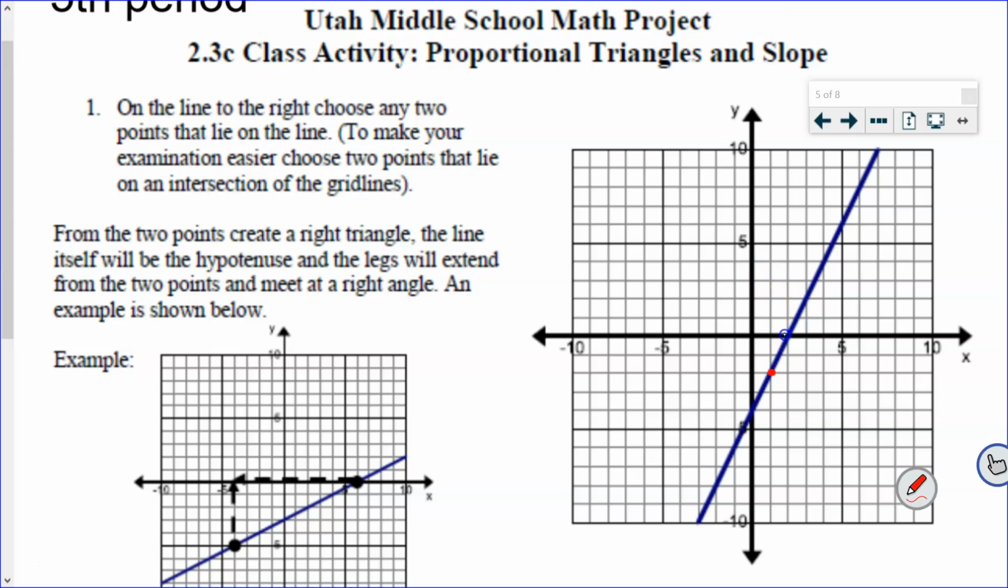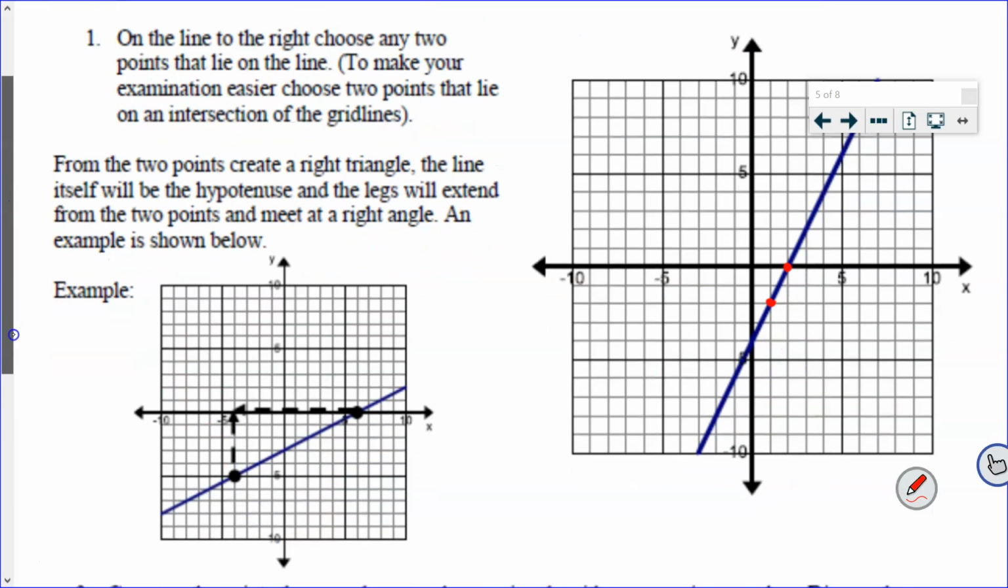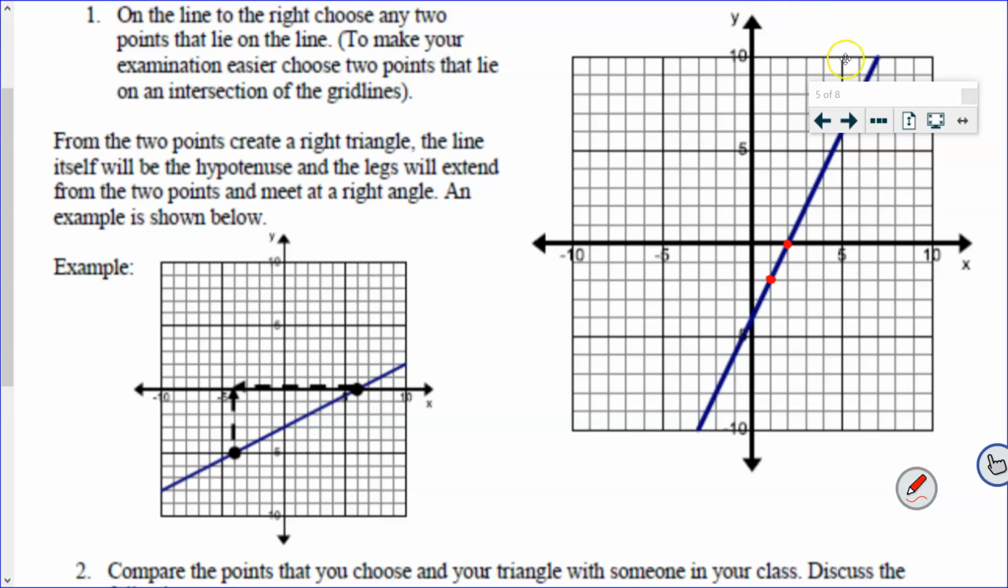I'm going to pick points. I want you to try and choose points different from mine. I'm picking these ones because they lie in the crosshairs. Try and pick different ones for me. And as you pick them, you're going to create a right triangle, just like you see down below and like we saw in our last lesson. We're creating a right triangle.